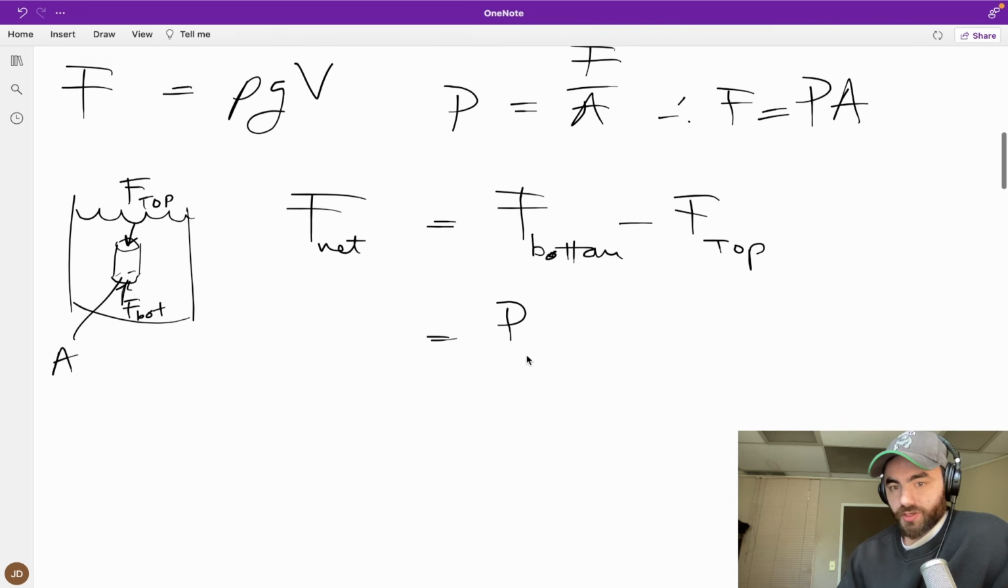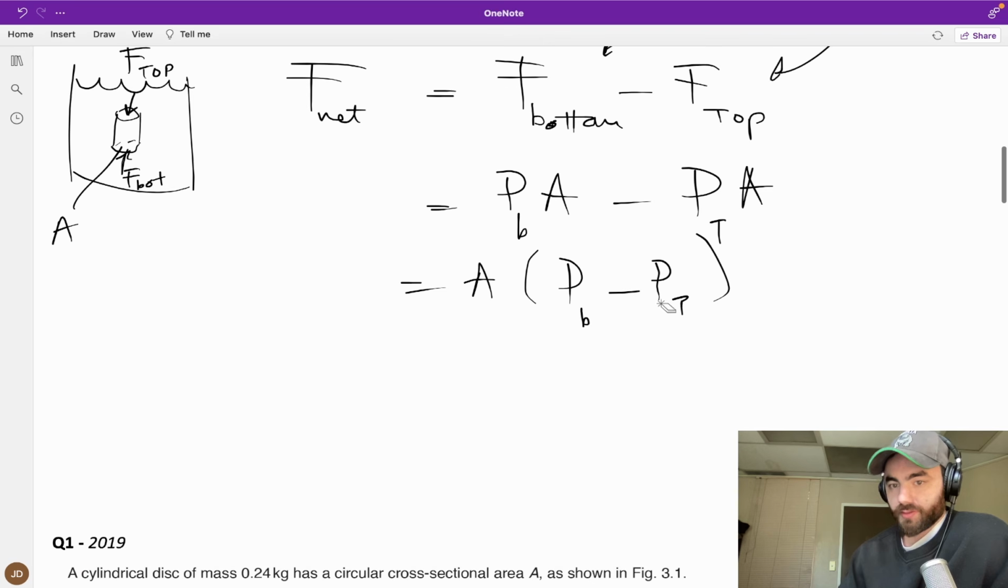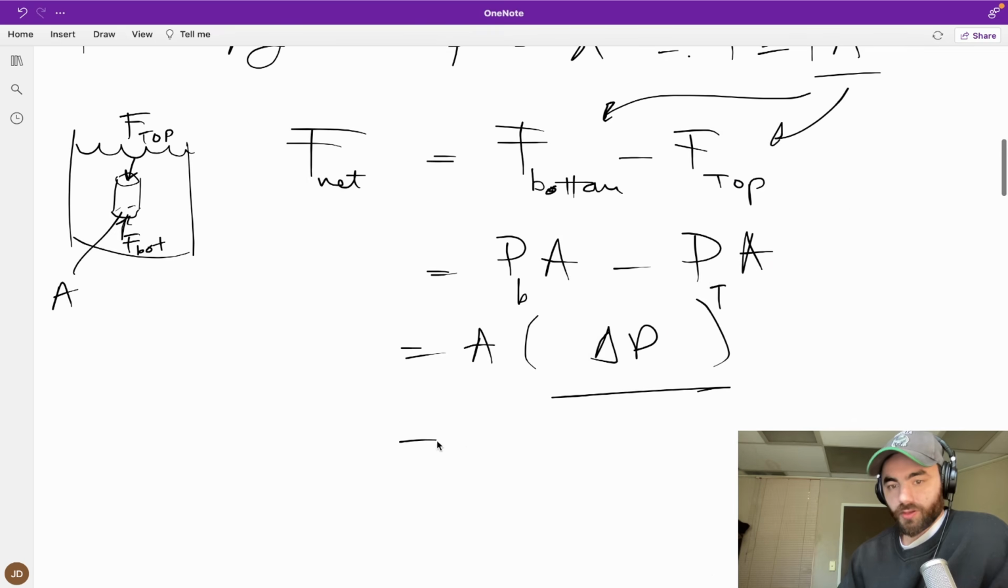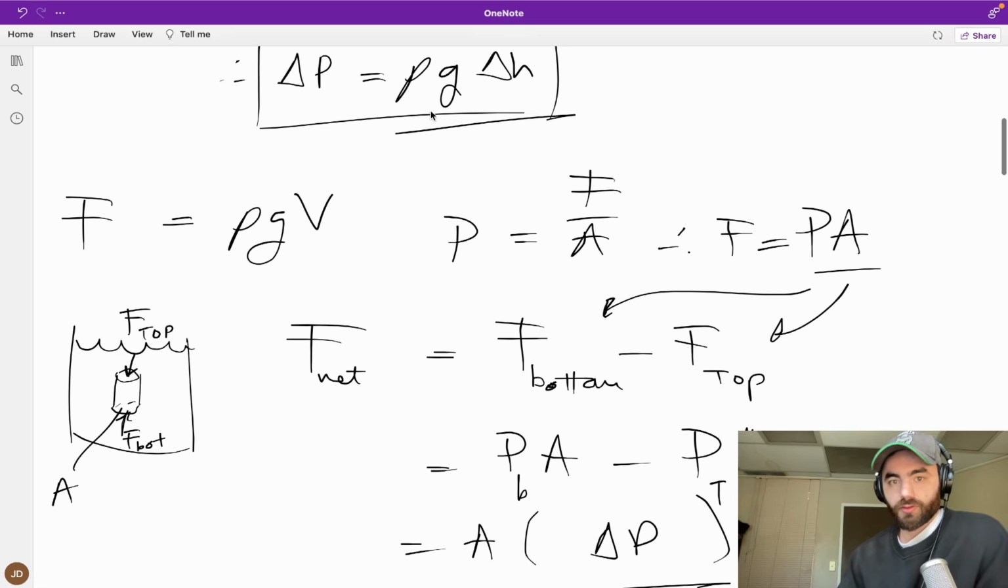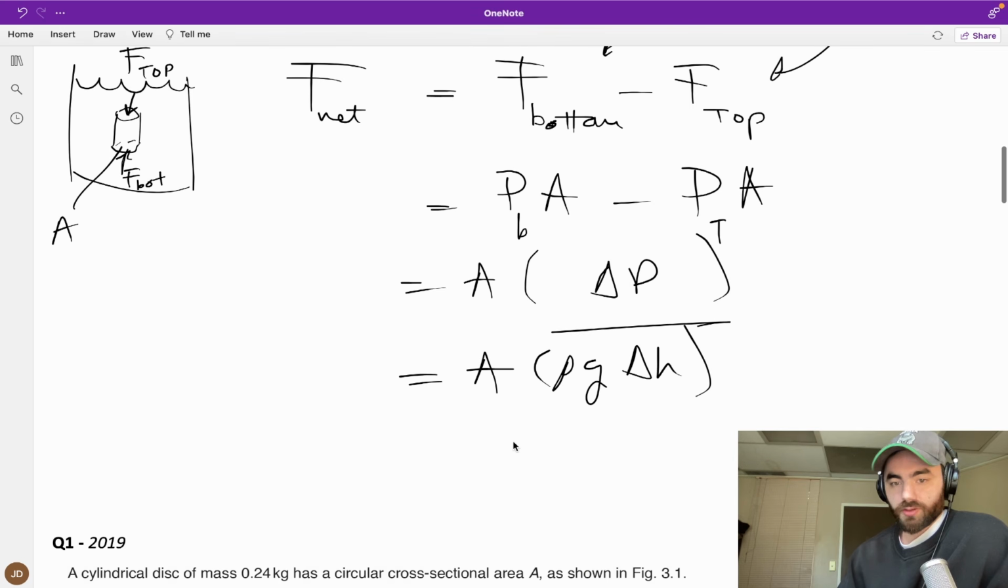This would be the pressure at the bottom times the area, minus the pressure at the top times the area. I'm just substituting this into here. Factor out an A: what's the pressure at the bottom minus the pressure at the top? That's the change in pressure, which we found before. It equals A times rho g change in h.